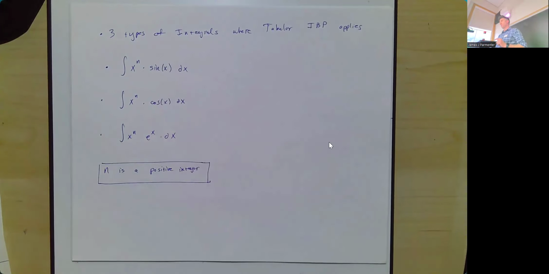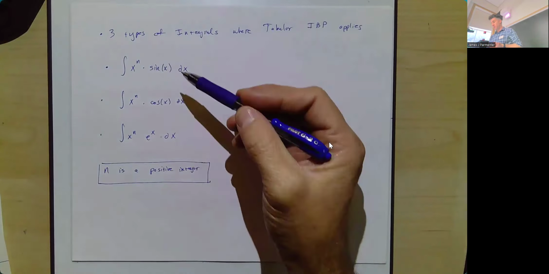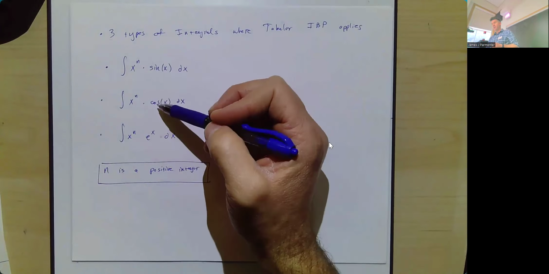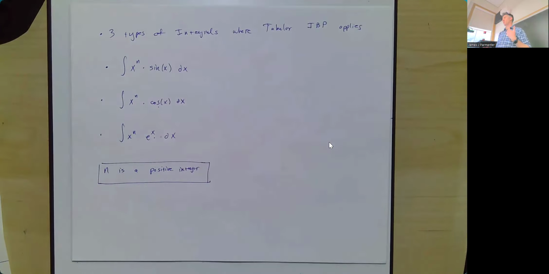The thread of commonality between these three integrals is, aside from them having x to the n, that sine, cosine, and e to the x are the only functions we really encounter where if you take their antiderivatives or their derivatives, they just cycle. The antiderivative of e to the x is just e to the x, e to the x, e to the x. For sine, the antiderivatives are negative cosine, negative sine, positive cosine, back to sine. They just keep cycling over and over. They don't get more complicated no matter how many iterations you do.